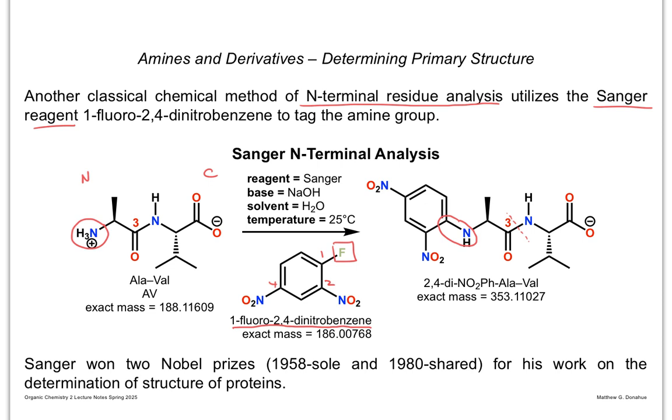So Sanger, for his work in this area, actually won 2 Nobel Prizes. That's very impressive. For his investigations on the determination of the structure of proteins.